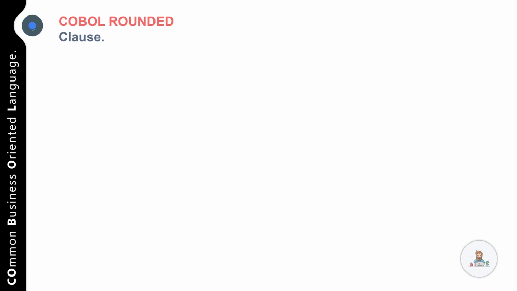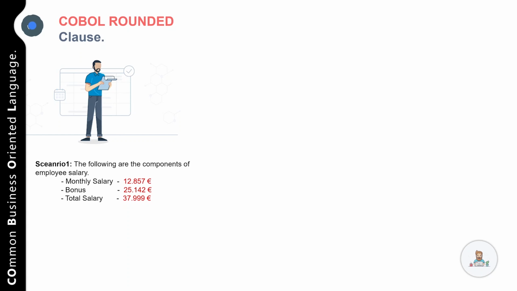So let's get started. The ROUNDED phrase in COBOL is used in arithmetic operations to specify that the result of the operation must be rounded to the nearest whole number. This phrase is often used in financial calculations where exact decimal precision is not necessary, but the financial result must be a whole number.